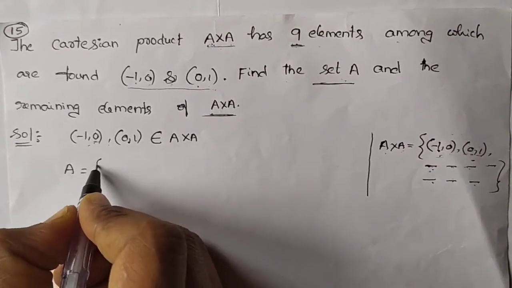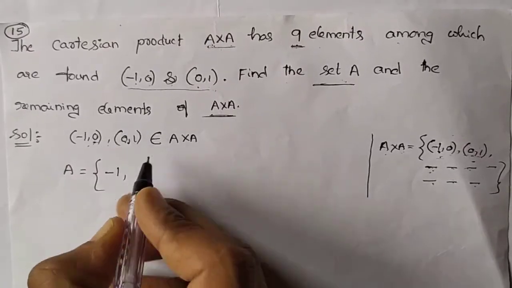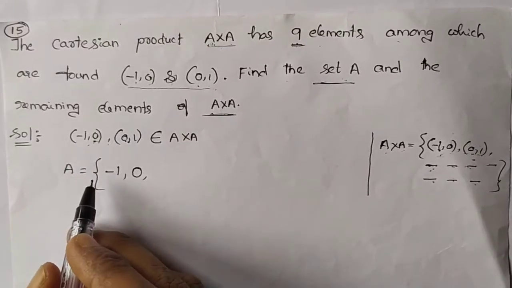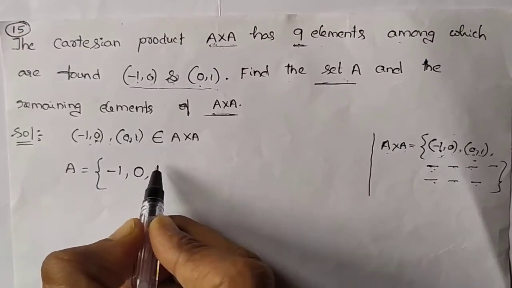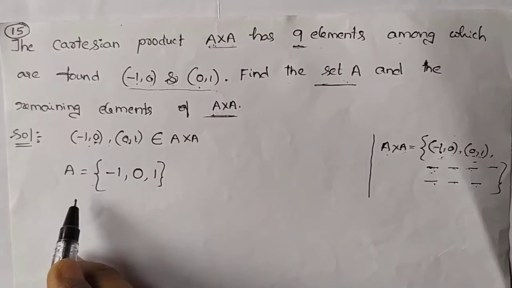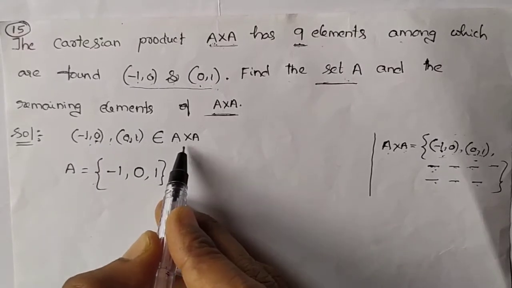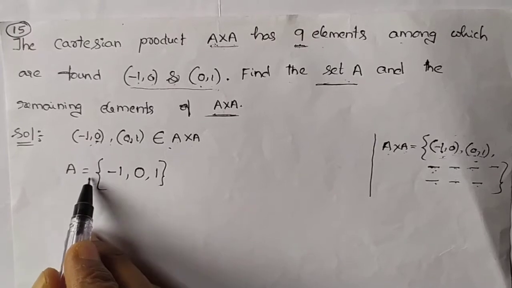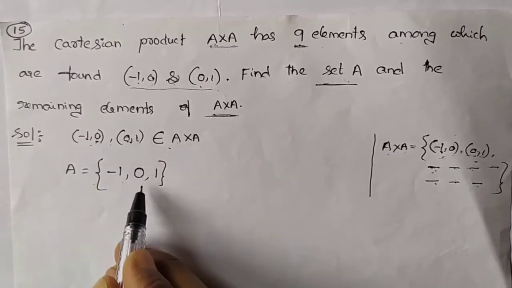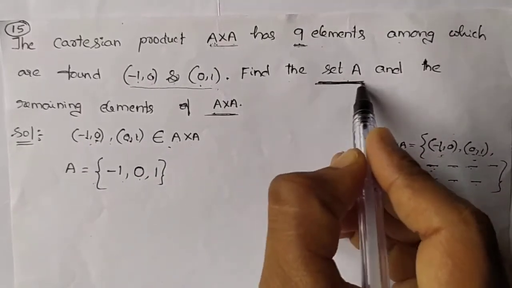Now let us find the set A. A equals -1, 0, 1. With 0 we take only a single one; we should not repeat that element. It is the set A, and the number of elements in A is 3: 1, 2, 3. Once again, since (-1, 0) and (0, 1) belong to the Cartesian product A cross A, A equals {-1, 0, 1}. Yes, we got the set A.